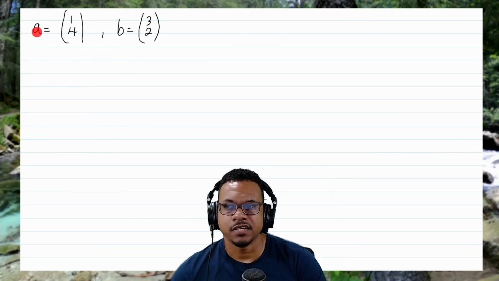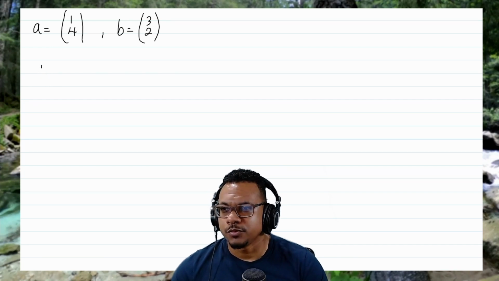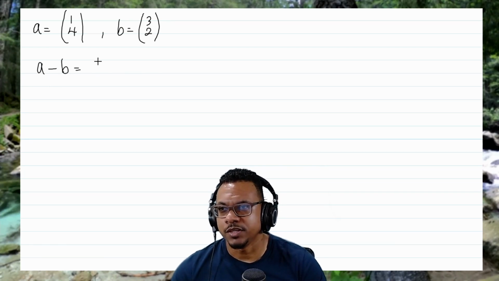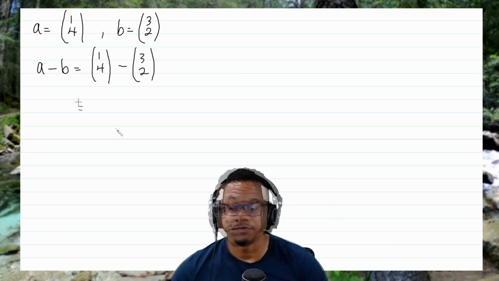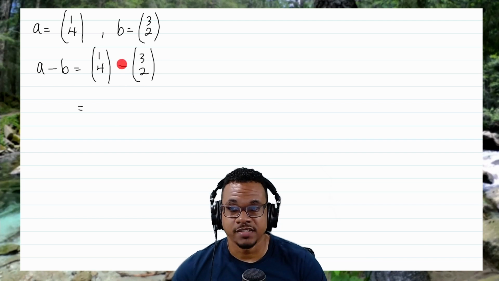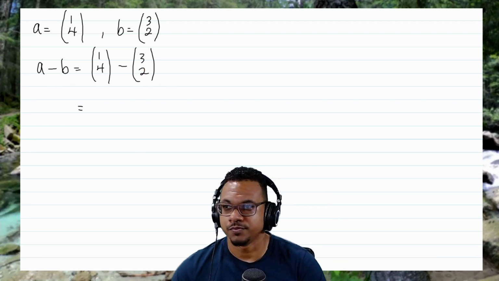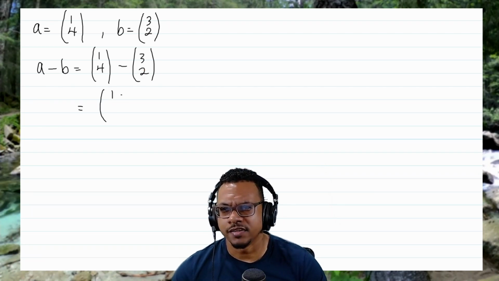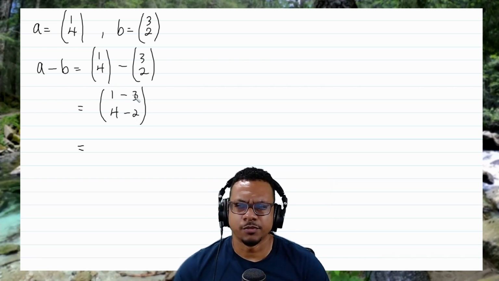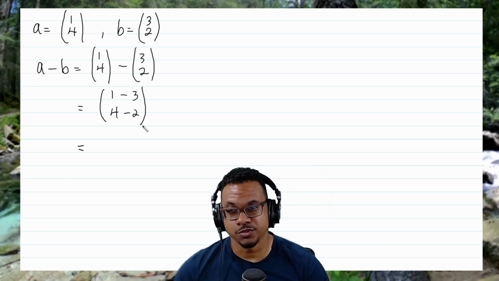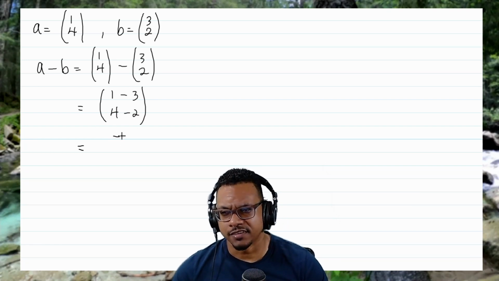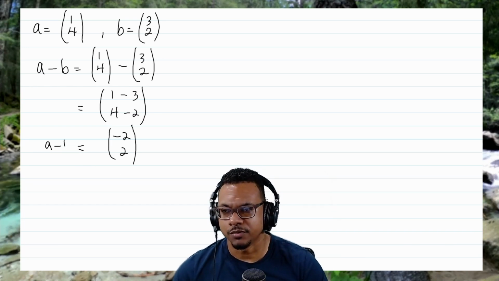So now let's discuss the vector A take away the vector B. So A take away B will be equal to 1, 4 take away 3, 2. So we'll be taking away the x components, so 1 take away 3, and we'll be taking away the y components, 4 take away 2. So we'll have the vector 1 take away 3 and 4 take away 2. So 1 take away 3 is negative 2 and 4 take away 2 is 2. So we'll have the vector negative 2 and 2. And that will be a vector A take away B.